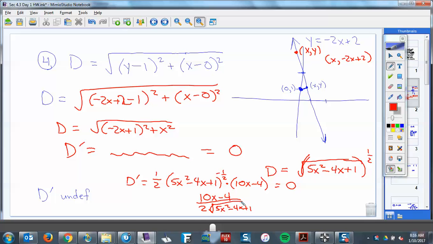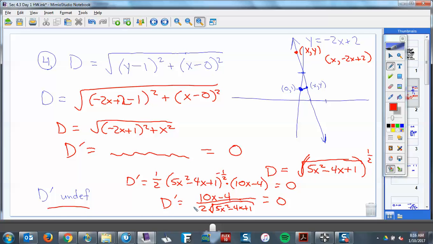So let's talk about this as if it was a no calculator. Now what they did is they took a 2 out of the top and canceled with this 2, right? You see that? So on the calculator, they took a 2 out. The calculator did and canceled that 2. Now we're wanting to know when that's 0. Now, two important things here. We want to know when it's 0, but we also want to know when d prime is undefined.